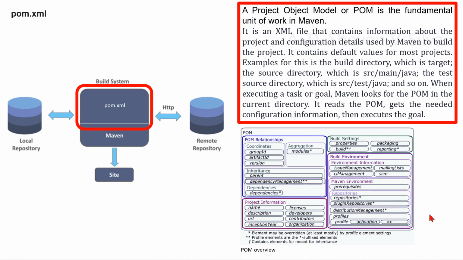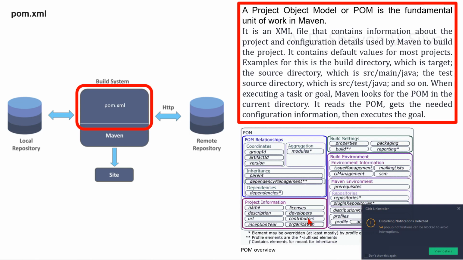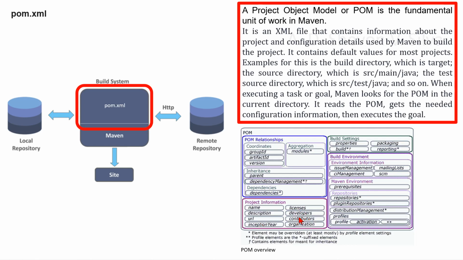The general project information. This includes a project name, the URL for a project, the sponsoring organization, a list of developers and contributors, along with the license for a project.